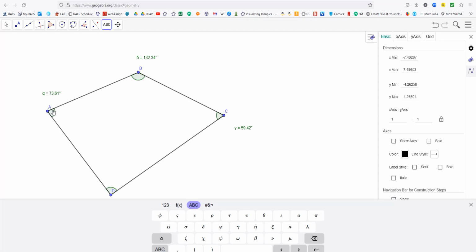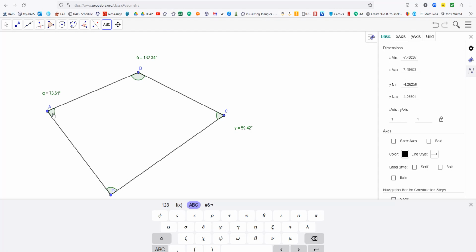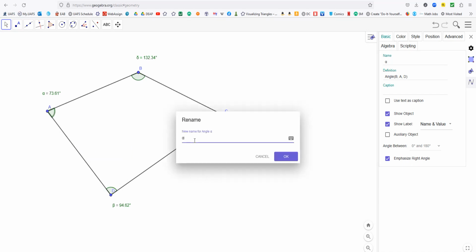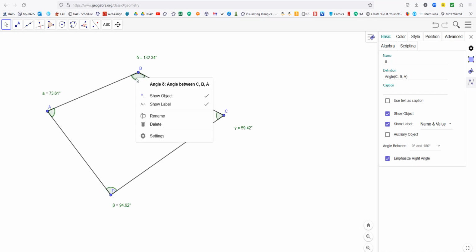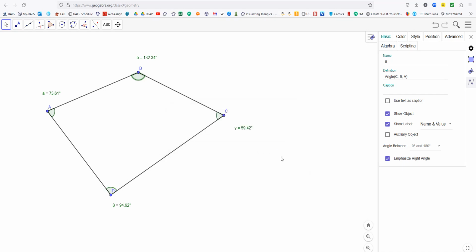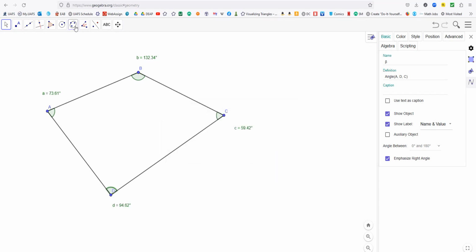Okay, so doing a workaround, we're going to rename these angles. I'm going to click on this and just rename it little a instead of alpha. And I'm going to rename this one, it's at B, so we'll name it little b. We'll rename this one little c, and we'll rename this guy little d. Okay, so let's go ahead and find the sum.